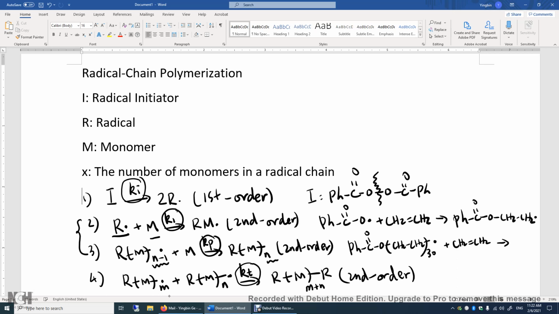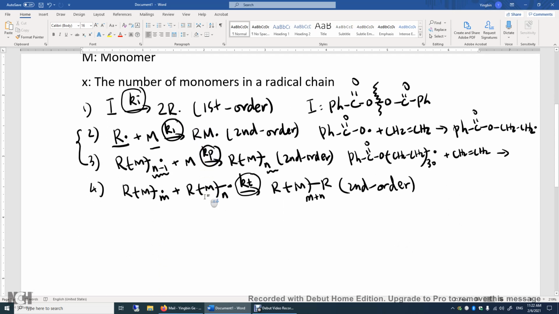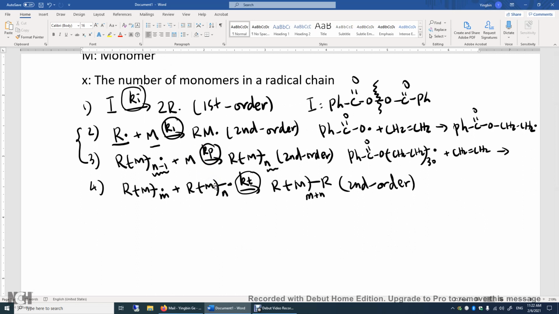All right. Now I'm going to give you some numerical examples. First of all, we can apply the steady state approximation to the radicals. It's very important.